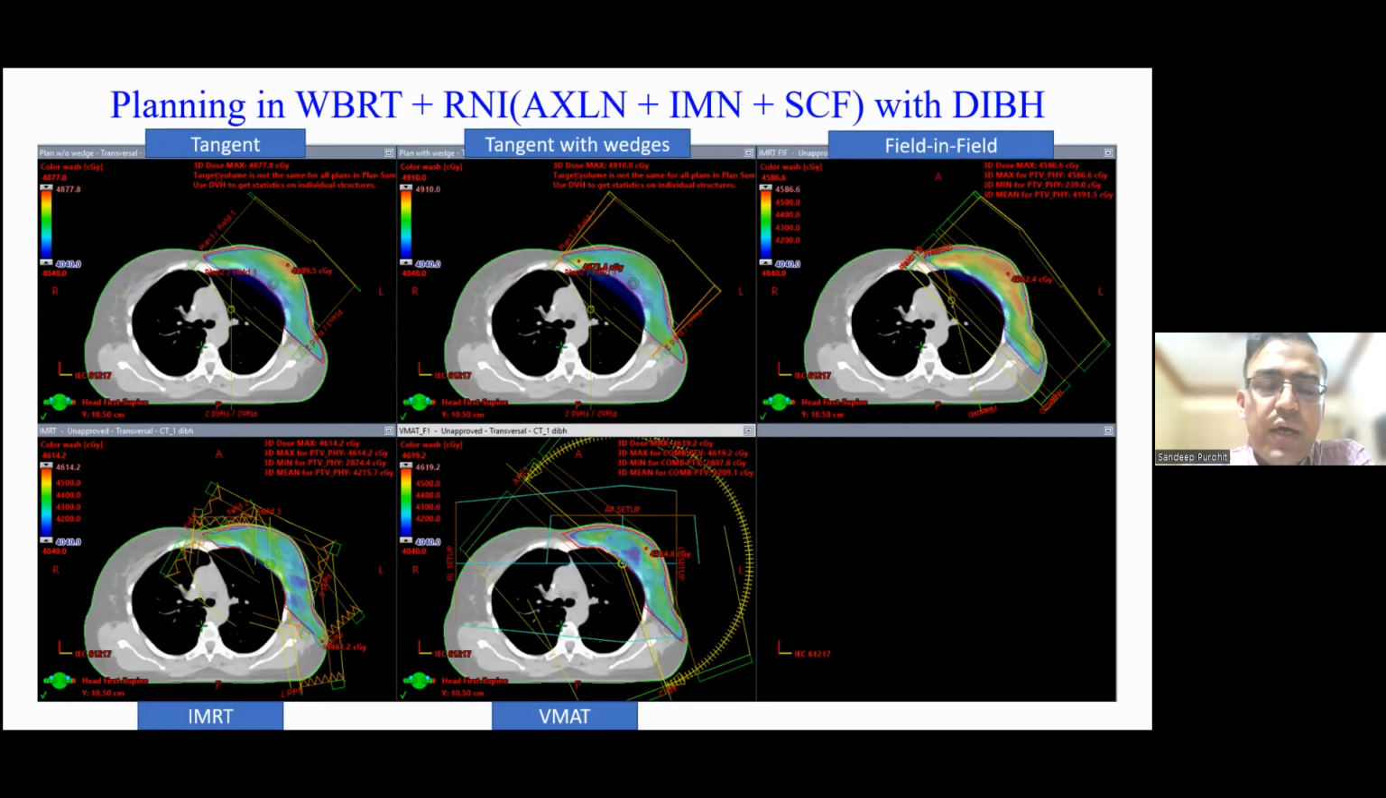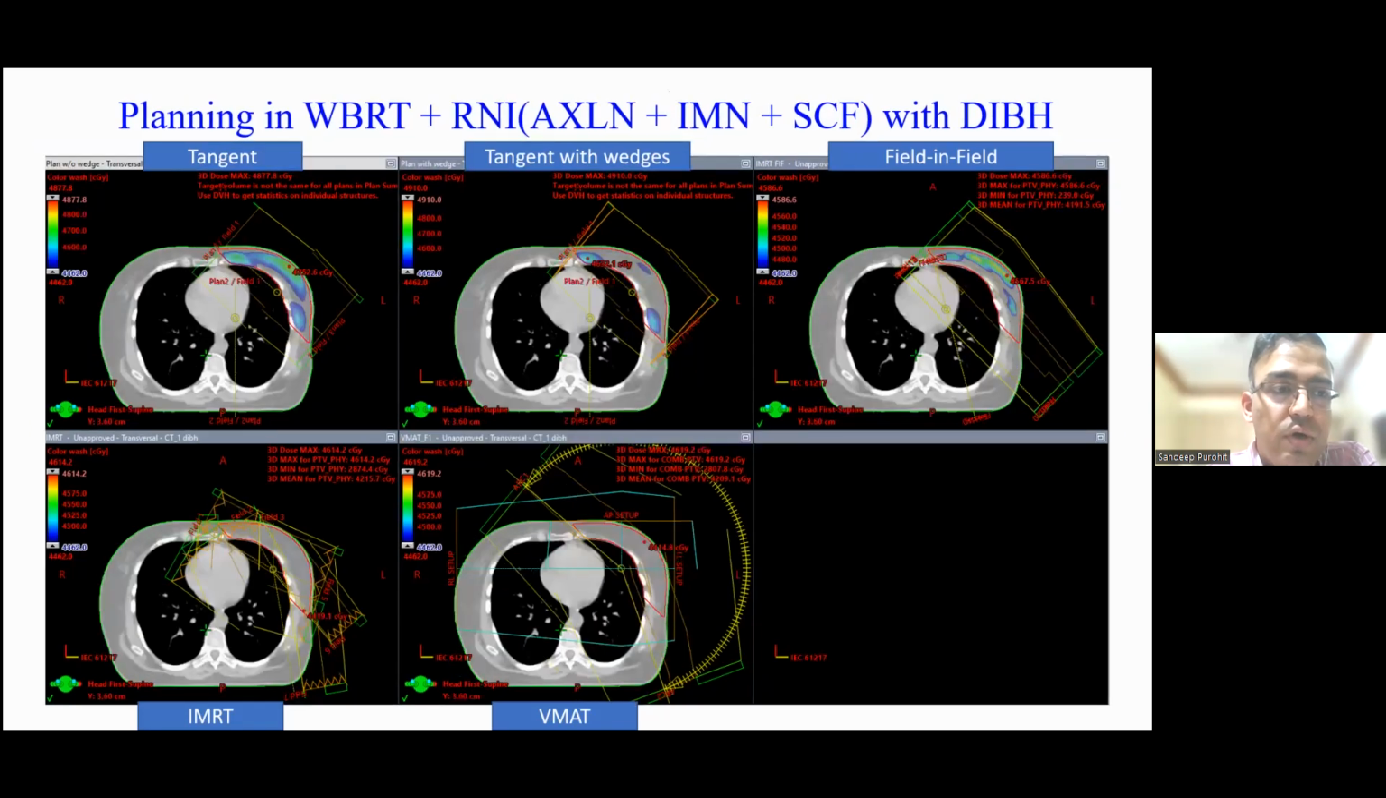So we made 5 plans in this patient, but with DIBH. So whole breast RT with regional irradiation in DIBH. So we had again made 5 plans: tangential, tangential with wedges, field in field, IMRT, and VMAT. So this is the dose covering 95%. This is the 95% coverage we're seeing. So it is more homogeneous in the field in field, IMRT, and VMAT technique. And this is the hotspot which we are seeing. It is more towards the surface in the tangential arm. It goes a little inside when used with wedges, more uniformity. With field in field, it is overall distributed, and with IMRT and VMAT, there is no hotspot.